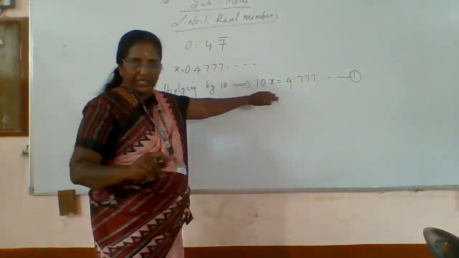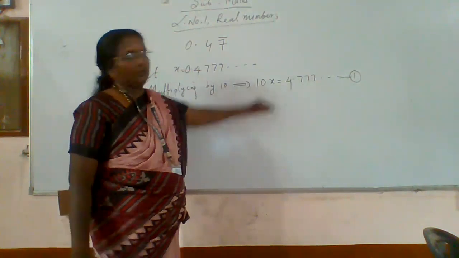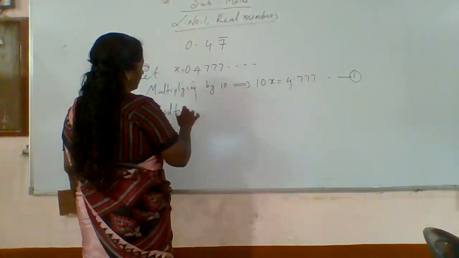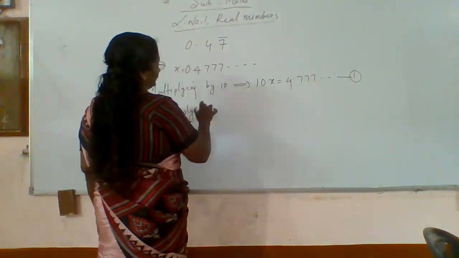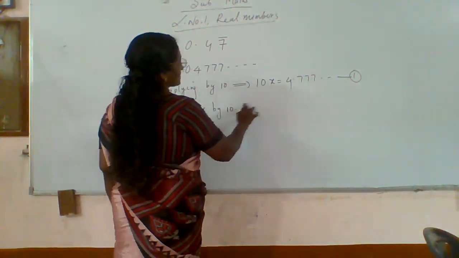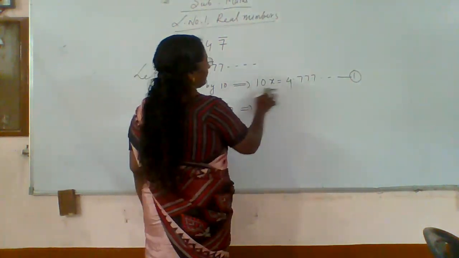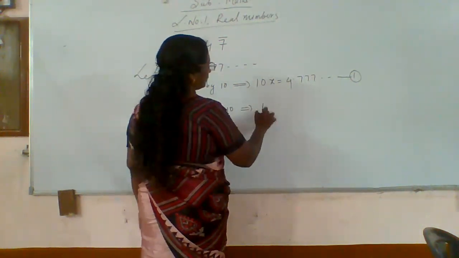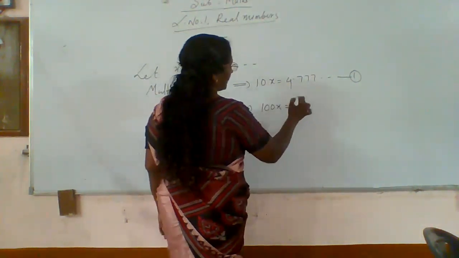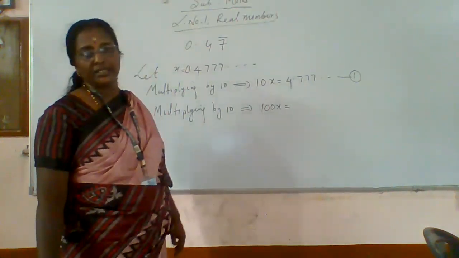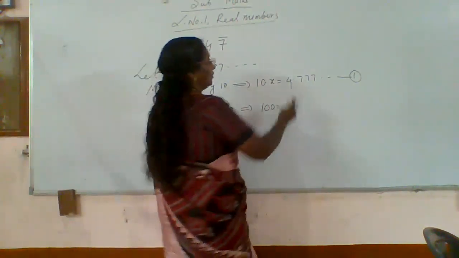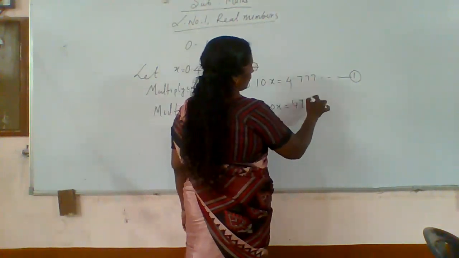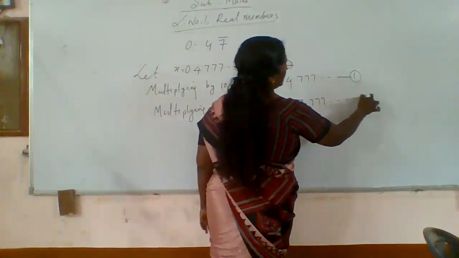Therefore, this equation again multiplying by 10. Here what will come? Already 10x is there, into 10 it will become 100x. 100x is equal to, is it clear now? Multiplying by 10 means one place goes ahead, 47.777.